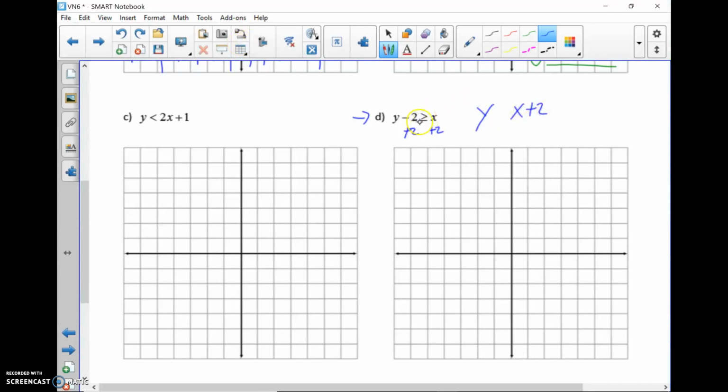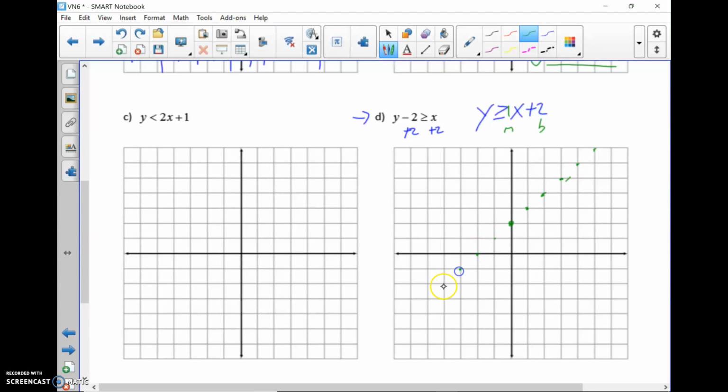And the sign was greater than or equal to. It still is greater than or equal to. I'm not flipping that sign. I only flip it if I divide both sides by a negative. So this one has the y-intercept of 2, and a slope of just 1 over 1. So up 1 over 1, up 1 over 1.